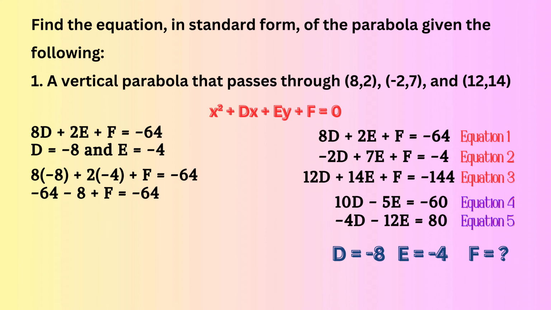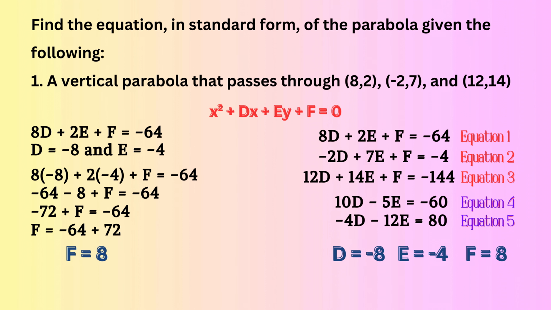Negative 64 minus 8 is negative 72, plus f equals negative 64. We transpose negative 72 to the right side of the equation, so that we have f equals negative 64 plus 72. Then, solving for negative 64 plus 72, we will get the value of f as f equals 8.